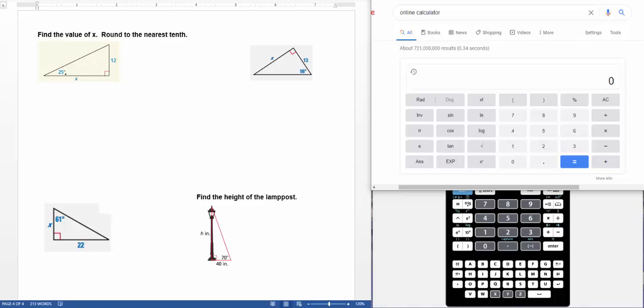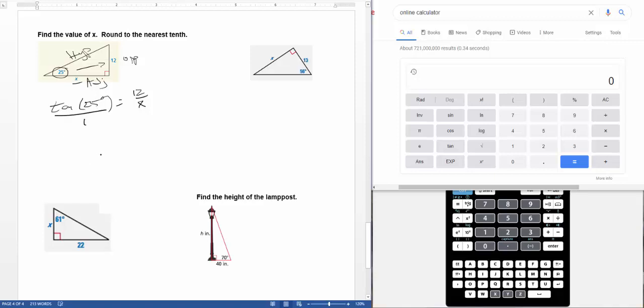Let's find the value of x, rounded to the nearest tenth. In this problem, I want to find x. The angle I know is 25, so this 12 is opposite. The side across from the right angle is the hypotenuse, meaning that x is the adjacent side. So from this 25 degree angle's perspective, we know the opposite leg, and we're looking for the adjacent leg. O and A is TOA in SOHCAHTOA. So I think we're going to use the tangent of this 25 degree angle, and this equals opposite over adjacent.